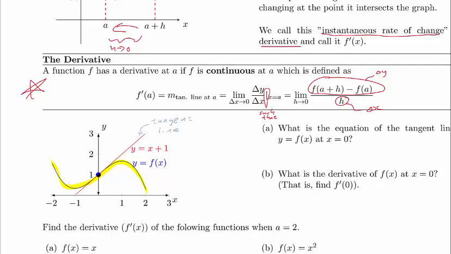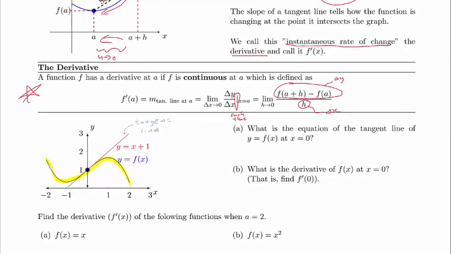Right? That is our tangent line. So we want to know what is the equation of the tangent line of y equals f of x. You can see it's a tangent line because it's traveling in that manner right there on our curve. So the equation of the tangent line is simply this right there. We just read it right off the graph. y equals x plus 1.